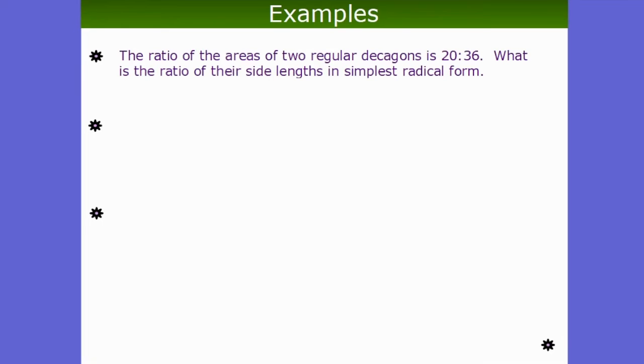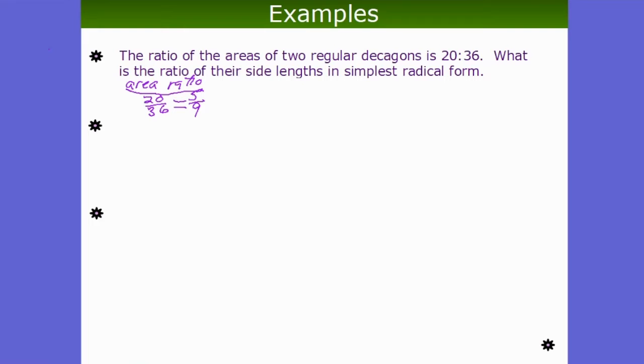Okay, let's see. The ratio of the area of two regular decagons is 20 to 36. What is the ratio of their side length in simplest radical form? I always label what I'm looking at. It can get confusing. So the area ratio, I'm just labeling what they told us. It's 20 to 36. Now, this should be in simplest form. I don't know why they didn't give it to us in simplest form, but I'm going to put it into simplest form. They have a common factor of 4. So divide top and bottom by 4. You get 5 over 9.